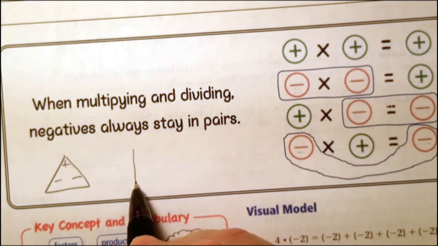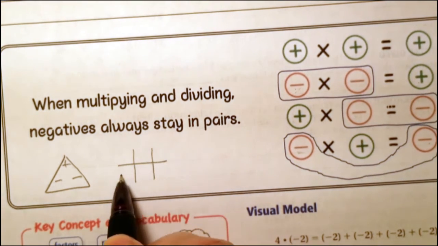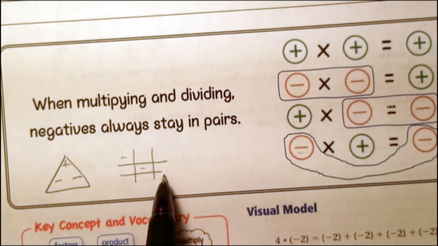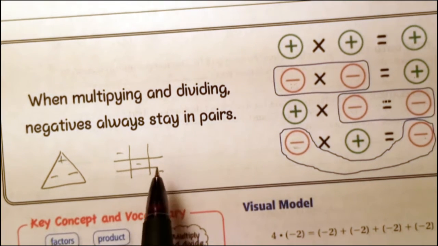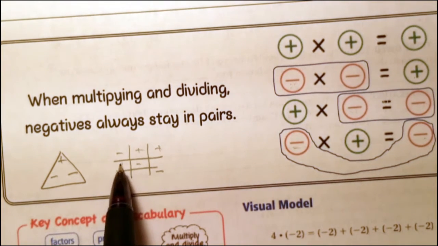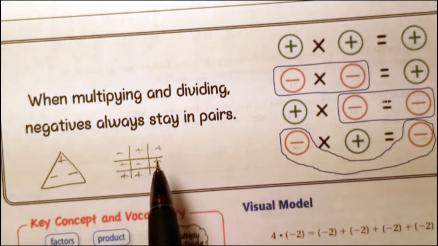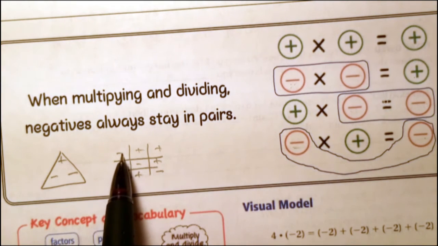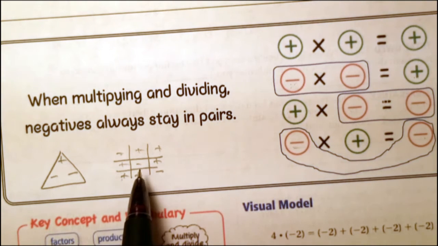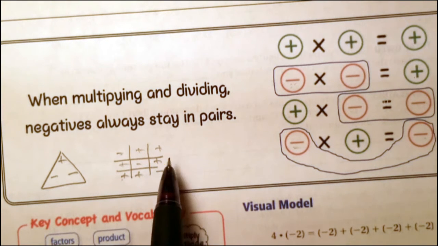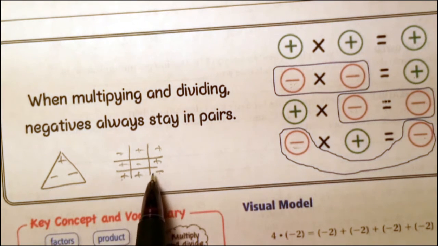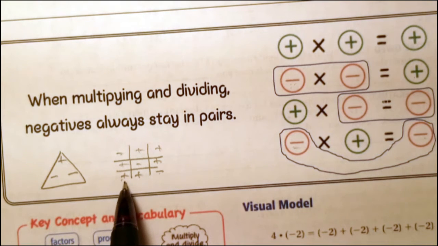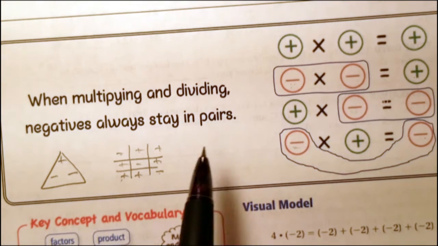Just like that, you can also use the tic-tac-toe method as long as your negatives go through the middle. That way everything else is a positive. So a positive and a positive equals a positive, a negative and a negative equals a positive, a positive and a negative equals a negative, a negative and a positive equals a negative. That works as long as you do not do any diagonals.